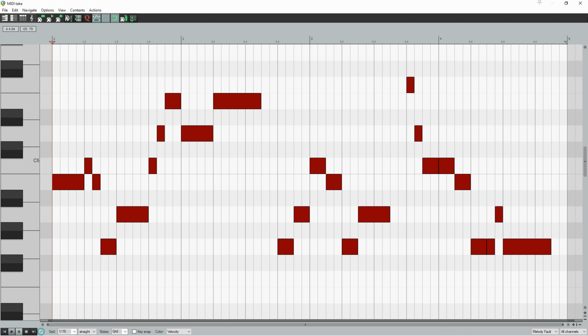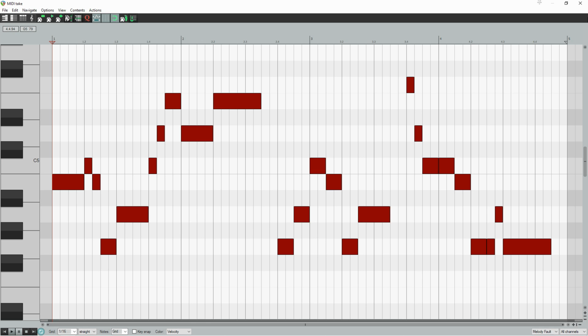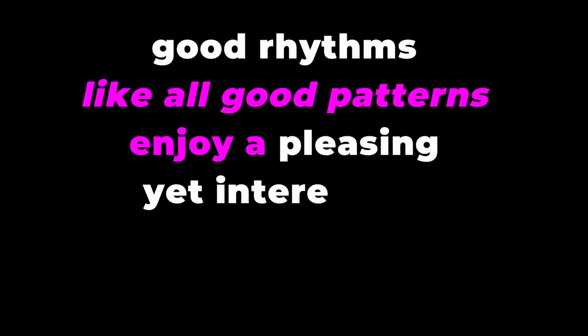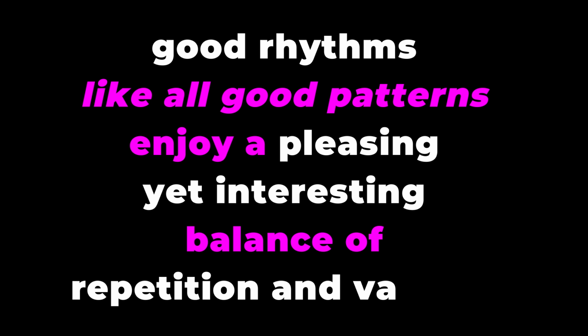Now, you're probably wondering what exactly makes a good rhythm. Well, first, it's important to remember that a rhythm is a pattern in time. And just like with all other patterns, our human brains get bored if there's too much repetition, and they get overwhelmed if there's too much variety. Therefore, good rhythms, like all good patterns, enjoy a pleasing yet interesting balance of repetition and variety.